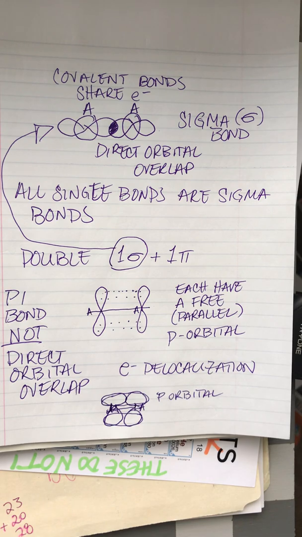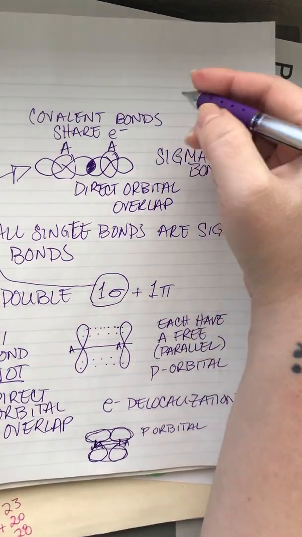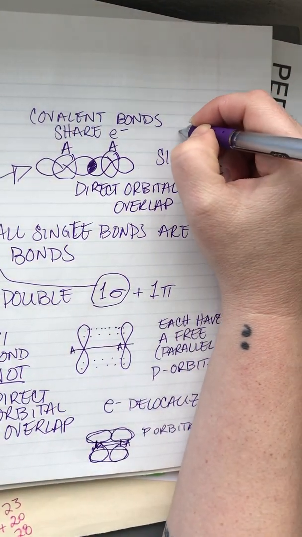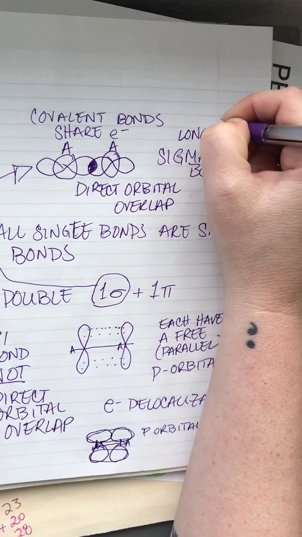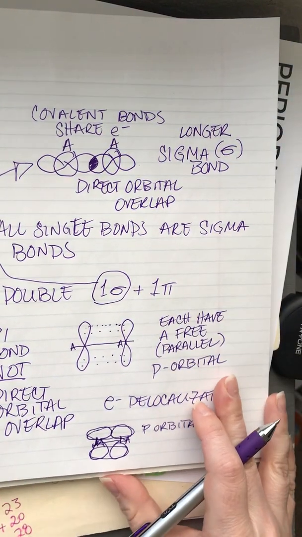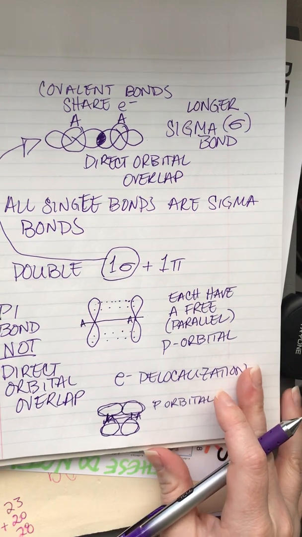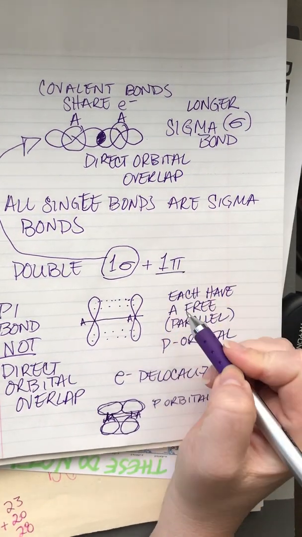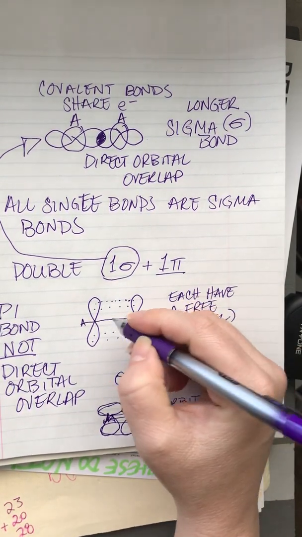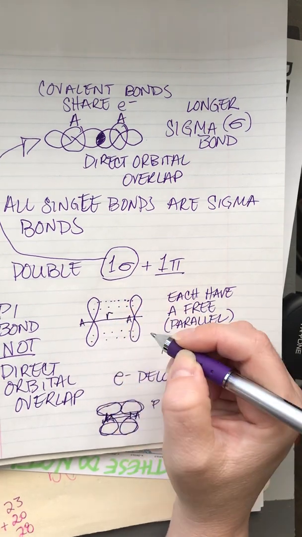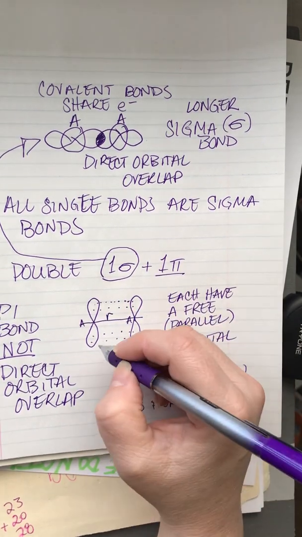You also have, with a sigma bond, these are longer, okay? So sigma bond is going to be longer. Every time you add on another pi bond, the distance between these, r, gets smaller.